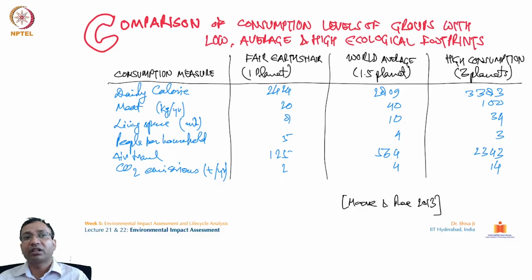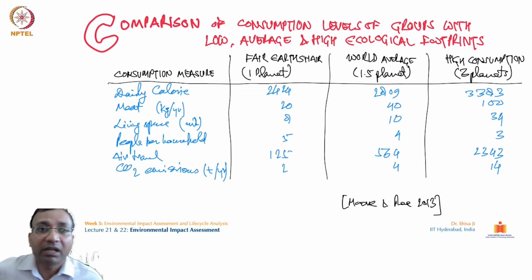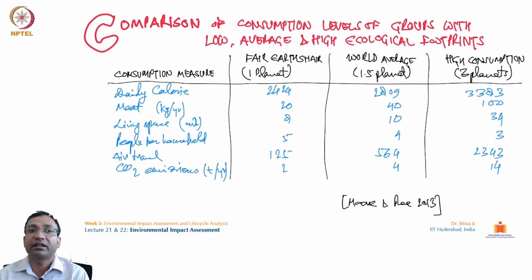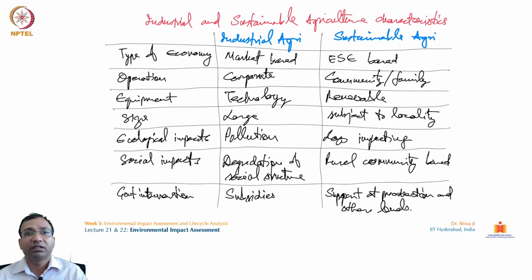So for the fair earth share, it is 2424 calories per day. And if we go for the world average which is happening right now, we have already exceeded the biocapacity of this planet, and we are standing at a requirement of 1.5 planets, 1.5 earths. And for the high consumption rate, we require 3 planets. So this is the indicative chart which talks about the rate at which consumption has grown over the years.